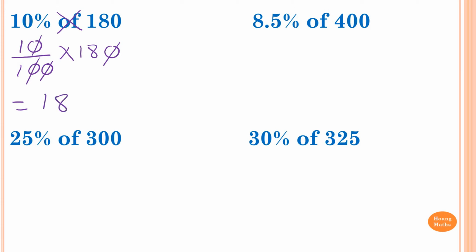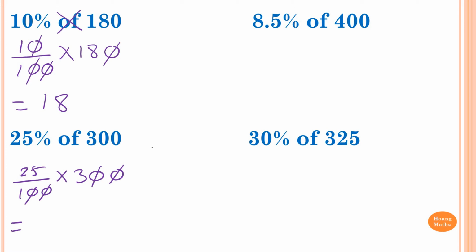Now, 25%. If you recognize 25%, it means a quarter, it's easier. Otherwise, if you cannot, just write it out. 25 per 100. So times by 300. So that cancels with this too. So now 3 times 25. So 3 times 25 is 75.